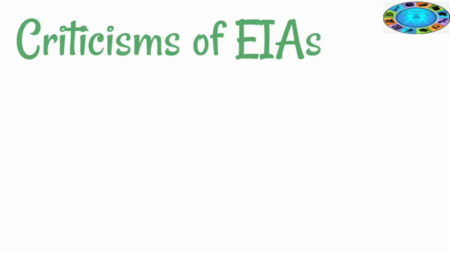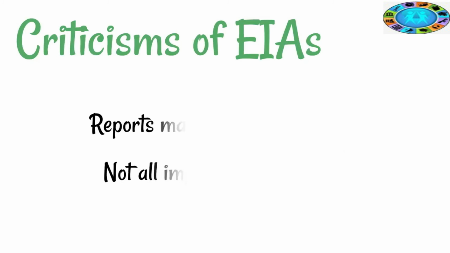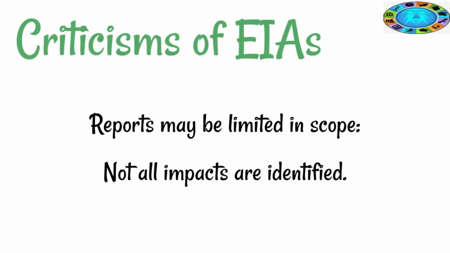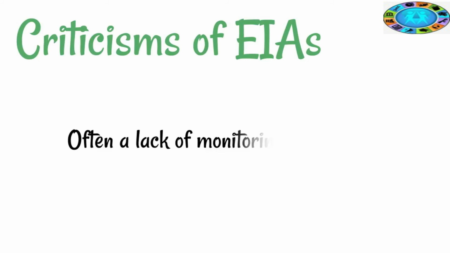There's a lot of criticisms of EIAs. They're obviously not perfect. Of course, the first one is sometimes the advice could be ignored. If perfect advice is given on how to reduce the impact, who's to say that that has to be followed? Next, the reports may be limited in scope, meaning all of the potential negative impacts may not have been identified in the first instance. Baseline studies may be incomplete, there might be a lack of available data, or basically the people who collected the information may not be as knowledgeable about the situation as they need to be.